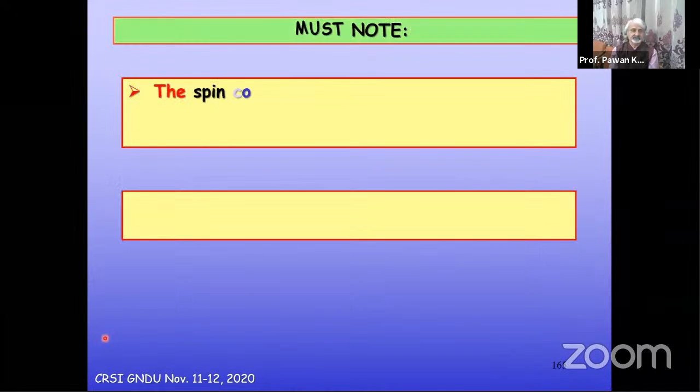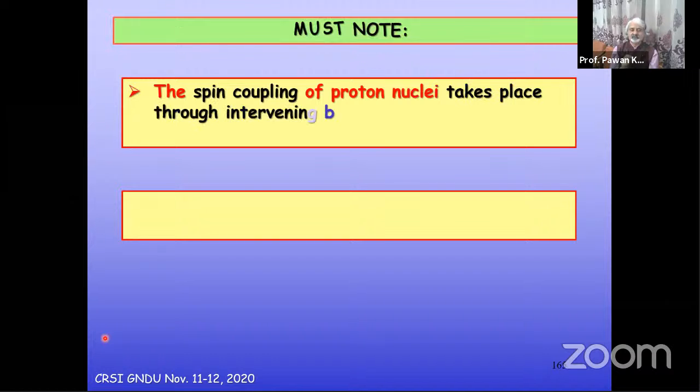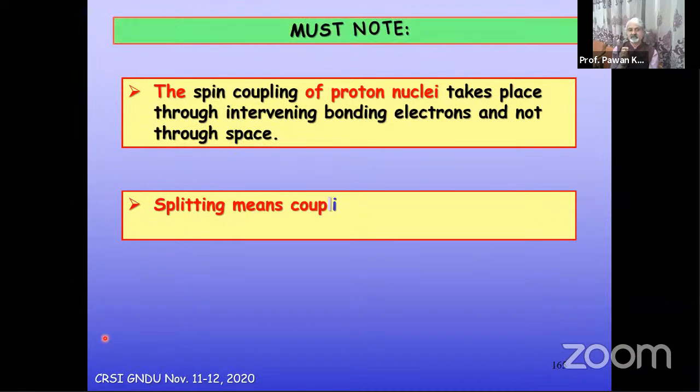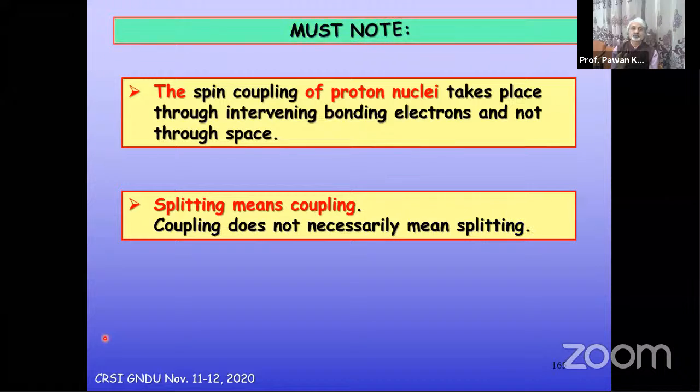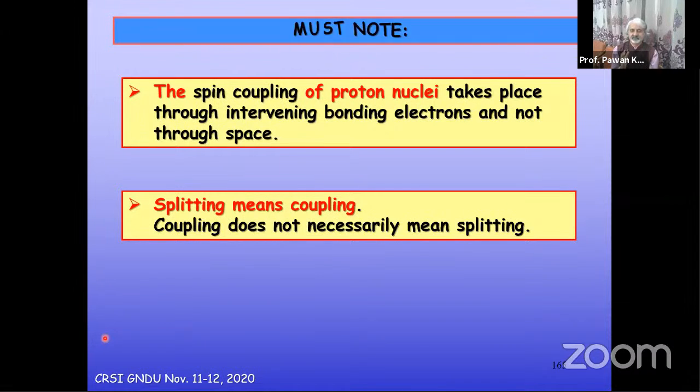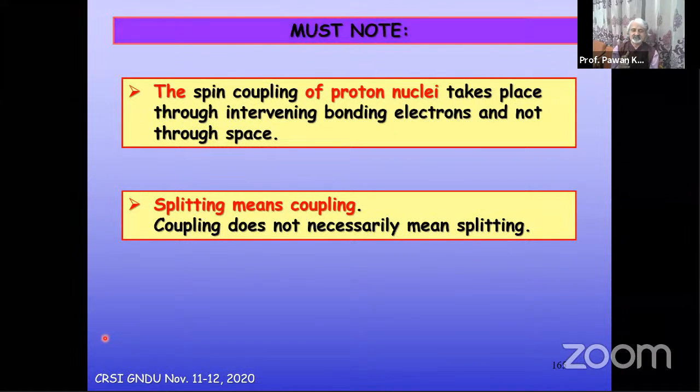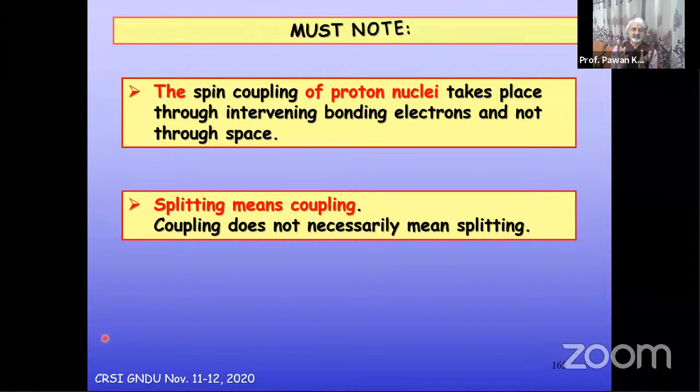We must note here that the spin coupling of a proton nuclei takes place through intervening bonding electrons and not through space. This is what I told you, because sometimes somehow the students get confused when we say that the spatial relationship we can study. Yes, we can study, and the spatial relationship is one factor that is affecting the coupling constant, but the coupling is not through space.